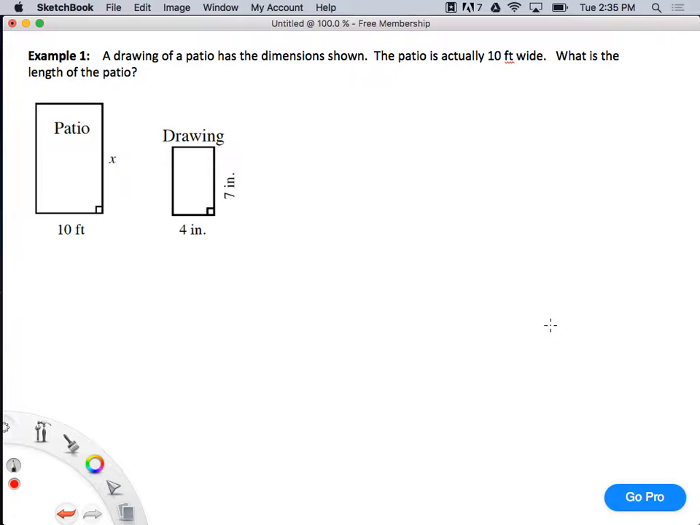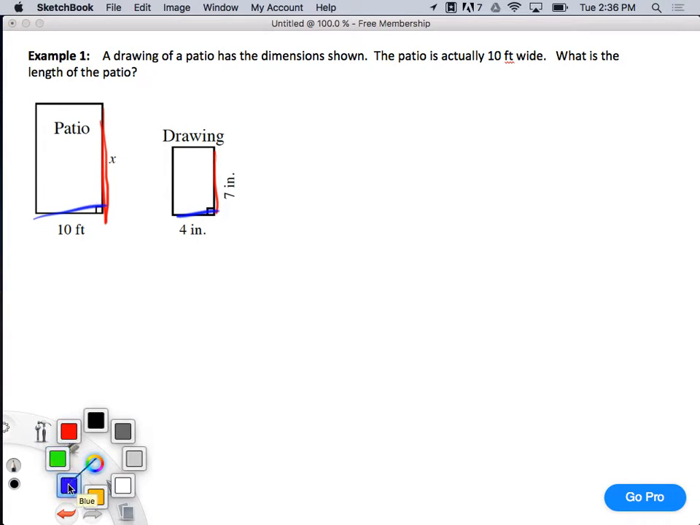So let's pay attention. A drawing of a patio has the dimensions shown. Here's my patio, here's my drawing. The patio is actually 10 feet wide. What is the length of the patio? We know they're similar because it's just a drawing. I wouldn't draw this extra wide or extra long. I'd have the same dimensions, so they're similar. It's a rectangle this time, but I compare my red to my red and my blue to my blue.